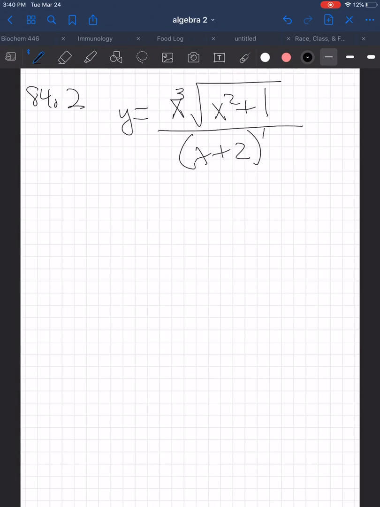84.2, let y equal x cubed times the square root of (x squared plus 1) over (x plus 2) to the 6. And we're supposed to find dy/dx. So if you think that you could do that easily with the power rule, the quotient rule, the chain rule, go ahead and try it if you want. It's pretty complex. So instead what I'm going to do is take the natural log of both sides.